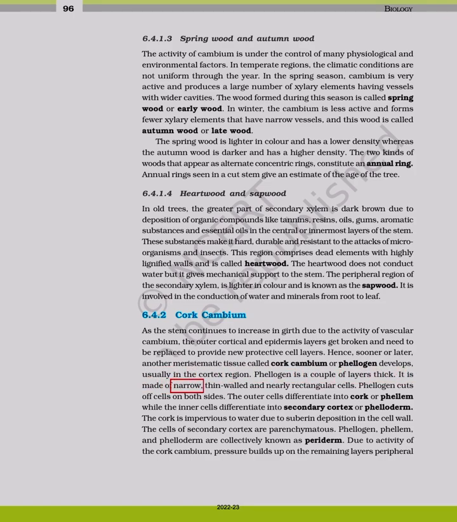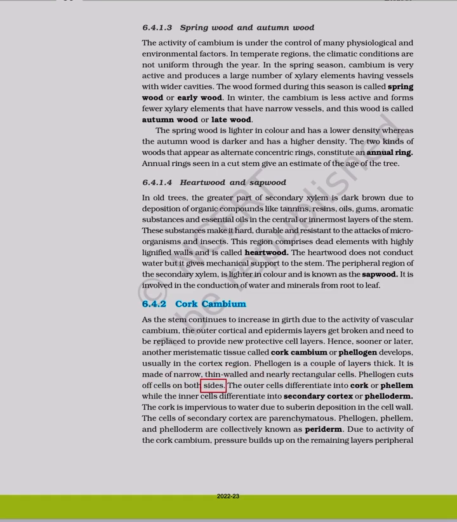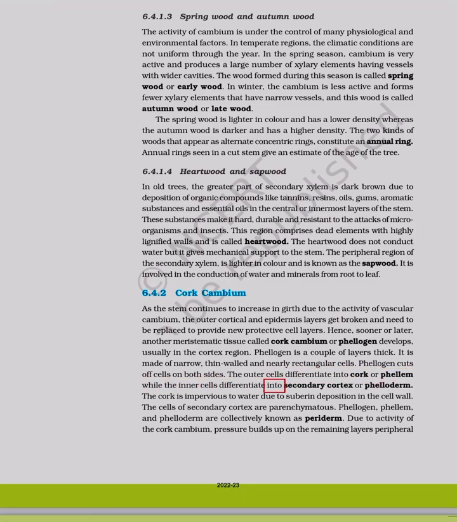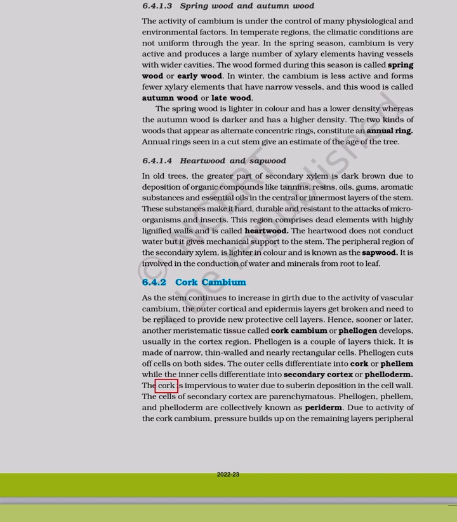It is made of narrow, thin-walled and nearly rectangular cells. Phellogen cuts off cells on both sides. The outer cells differentiate into cork or phellem while the inner cells differentiate into secondary cortex or phelloderm. The cork is impervious to water due to suberin deposition in the cell wall.